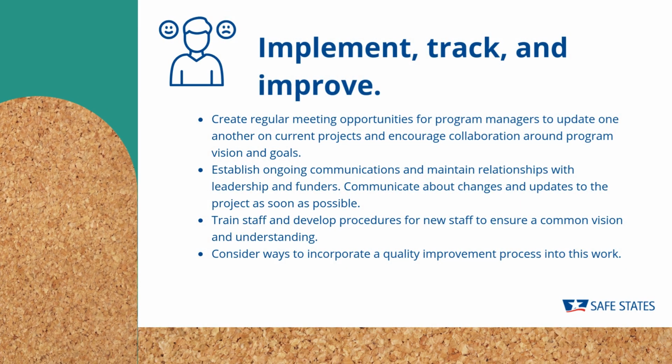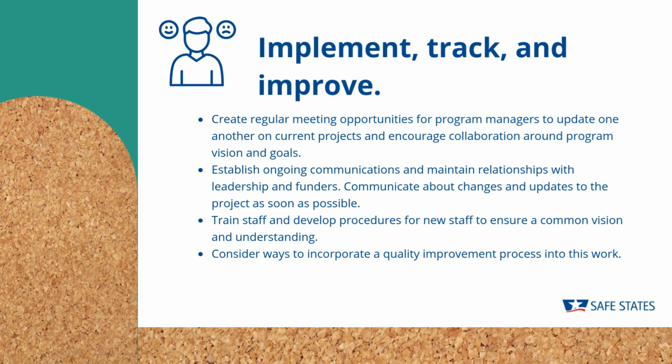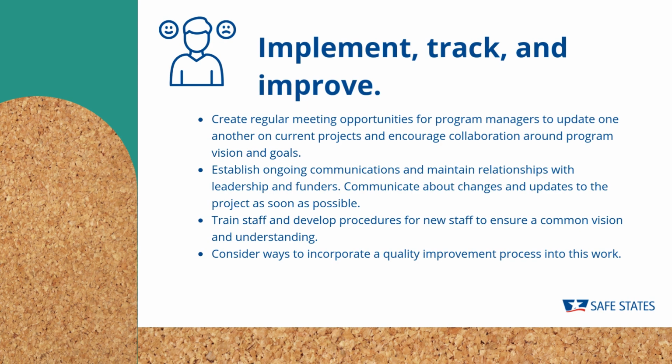Step 4 of developing your coordinated funding plan includes implementing, tracking, and improving. For implementing, tracking, and improving, it is important to remember that regular communication is key. Establish ongoing communications and maintain relationships with leadership and funders. Communicate about changes and updates to the project as soon as possible. Train staff and develop procedures for new staff to ensure a common vision and understanding. Consider ways to incorporate a quality improvement process into this work.